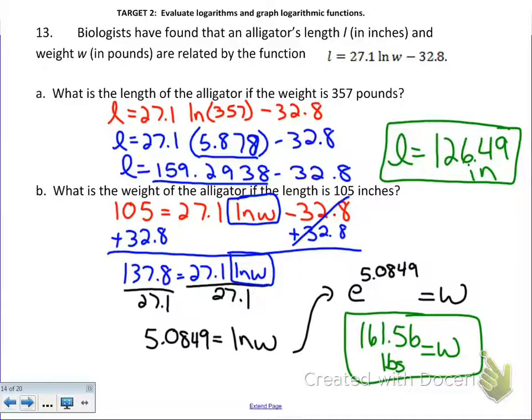So that says, hey, what do we do with that now? And we think, oh yes, we need to write it in exponential form. So natural log has a base of e.